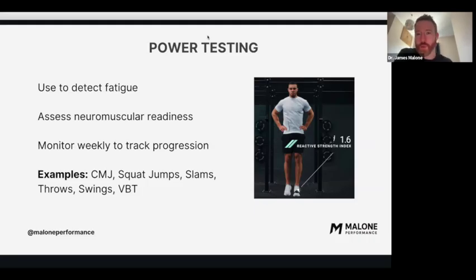So again, counter movement jump or things like RSI, reactive strength index, can be really useful. And it's something that I went through on the previous webinar, which is available on the Output website.